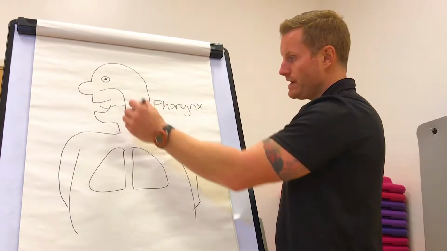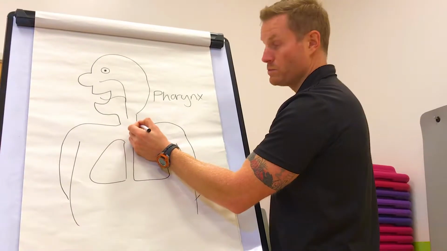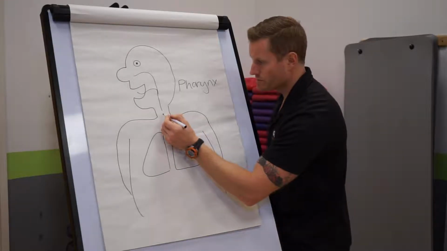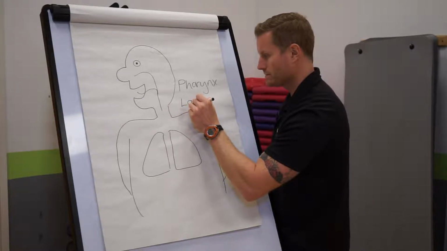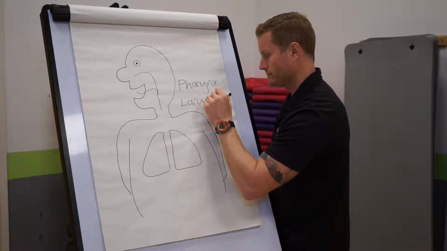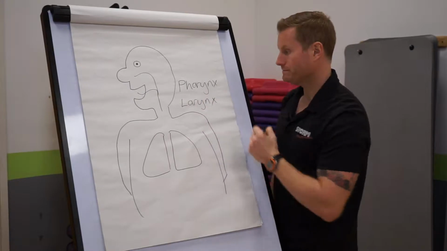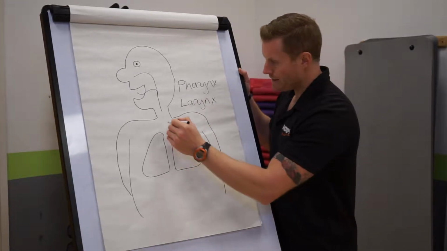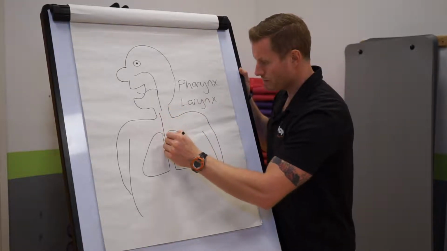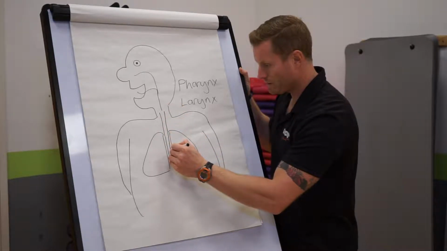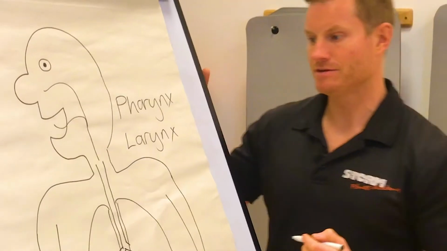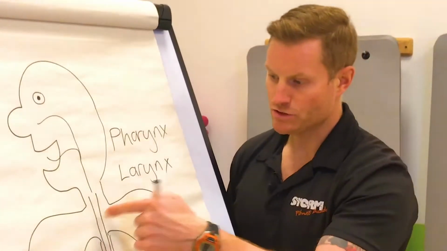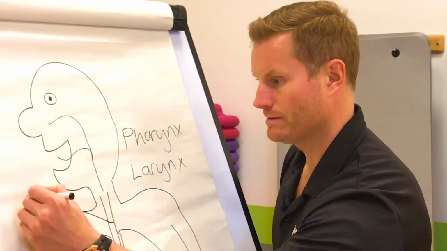The air then travels down. We have our, well, you probably know it as your voice box, but we have another little opening called the larynx. Now from there, it goes down something that most of us have heard of called the windpipe, but as always, we like to call it something slightly different to confuse you guys. This is called the trachea.